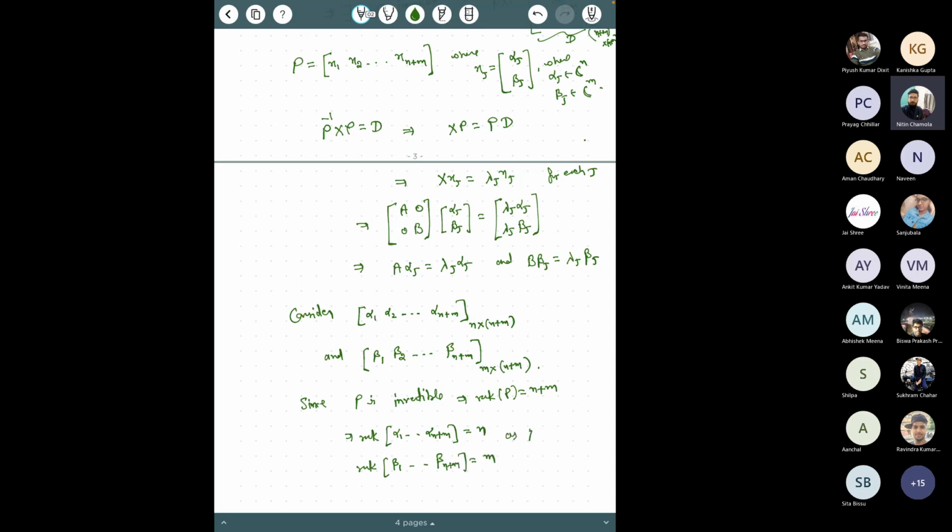Why is this? If you look at the P matrix carefully, what is this P matrix? P matrix is alpha 1 to alpha n plus m, then beta 1 to beta n plus m. So the first column is alpha 1 beta 1, the second column is alpha 2 beta 2, and so on. And this is of size n plus m cross n plus m. Now this P matrix is of full rank, that means n plus m. So the matrix containing alpha has to be of rank n, and the matrix containing beta j has to be of rank m. This is because of this.